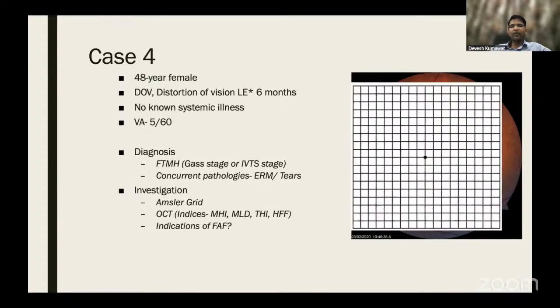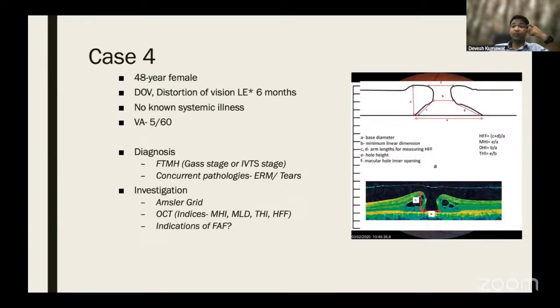So it is important that you assess the Amsler grid. You should be aware of how Amsler grid examination is done. Then you should be well versed with the different OCT indices, although you may not be asked. But if you have performed very well in your clinical history and examination part, then the examiner might also ask you about the OCT indices which are relevant to the case, and the role of FAF also.